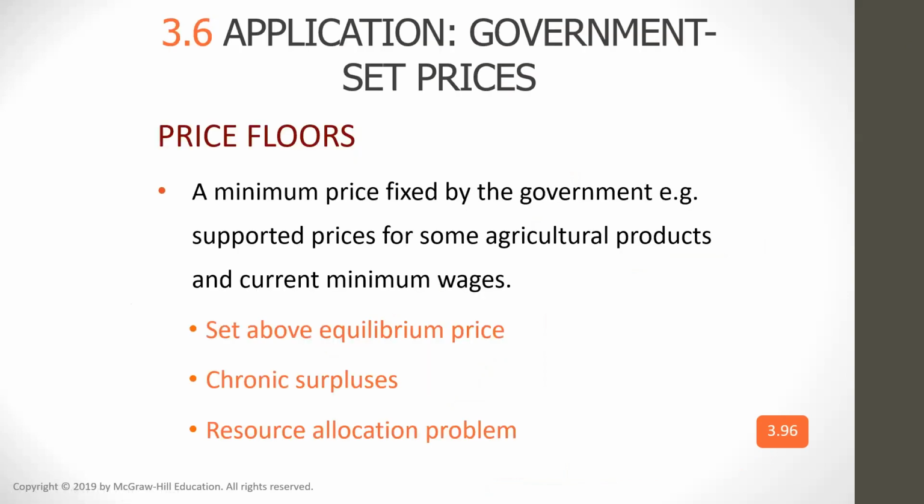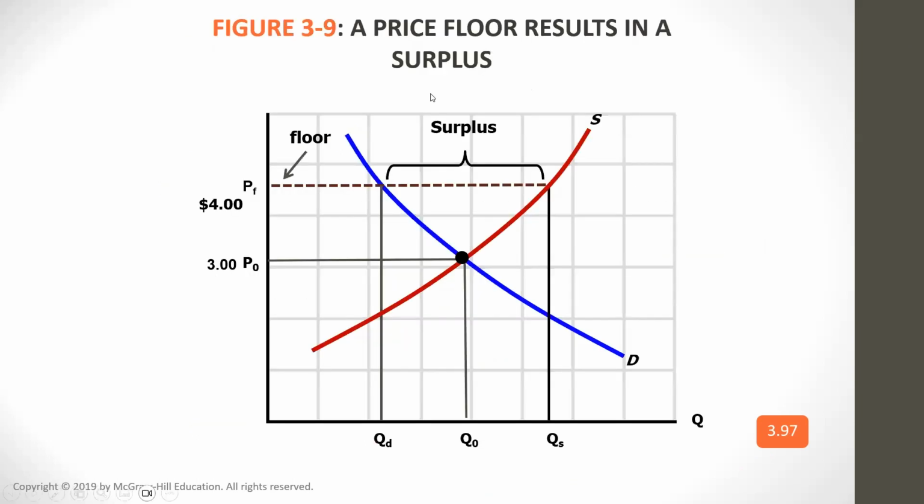So price floors are minimum prices fixed by the government, e.g. supported prices for some agricultural products and current minimum wages. Set above equilibrium price, they cause chronic surpluses and a resource allocation problem. So in this case, this would be the minimum wage. It would cause a surplus of labor in the market, so there would be more labor supplied than demanded. So there would be unemployment in that case due to the minimum wage. So minimum wage is a price floor.